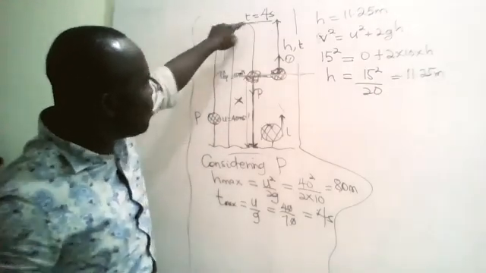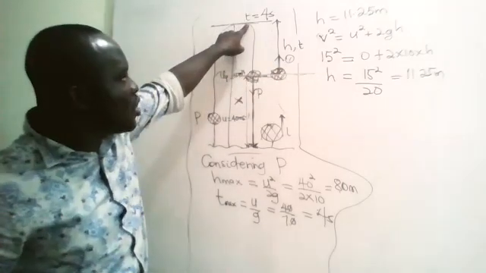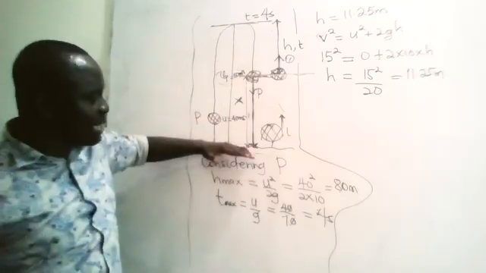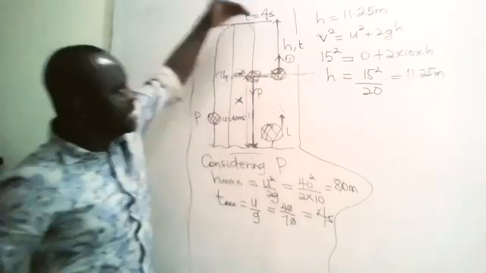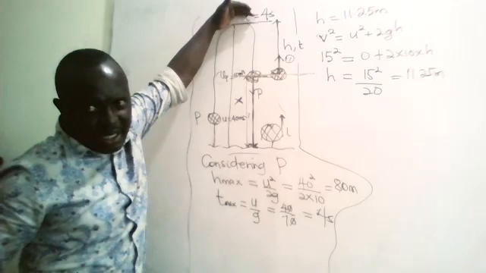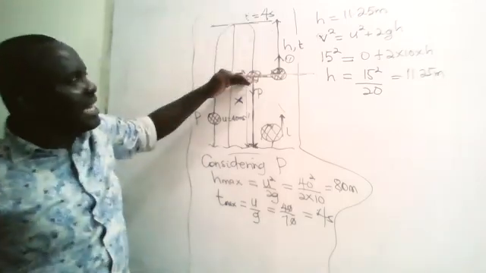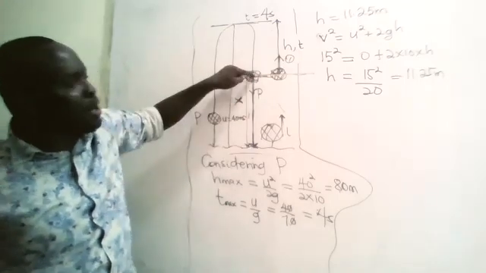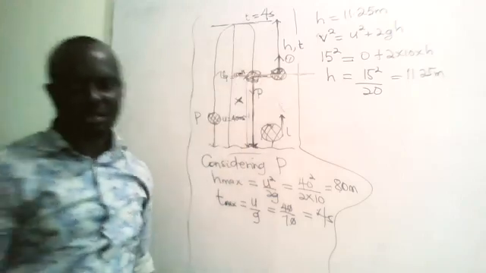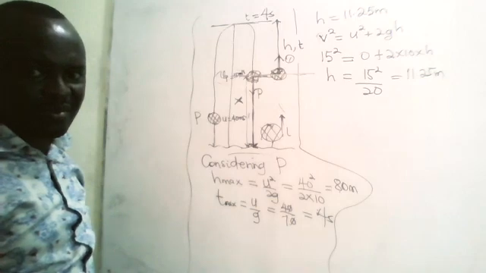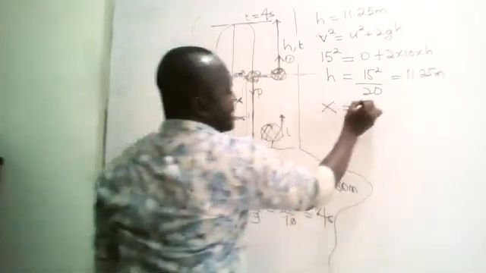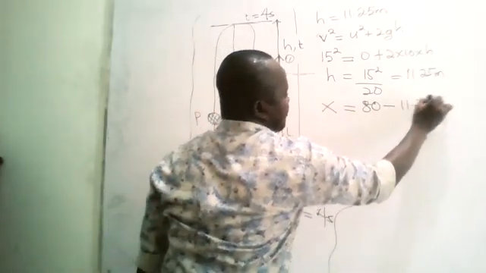So it means that Q, before both particles cross, would also have to travel this distance from the maximum height. Now look at something. When we calculated the maximum height raised by P from the ground, what did we get? 80 meters. Good. So if from here to here is 11.25, then what will be the distance from the ground to the point where P and Q will cross? So x will simply be equal to 80 minus 11.25.